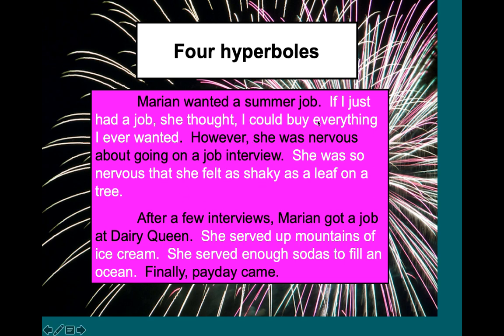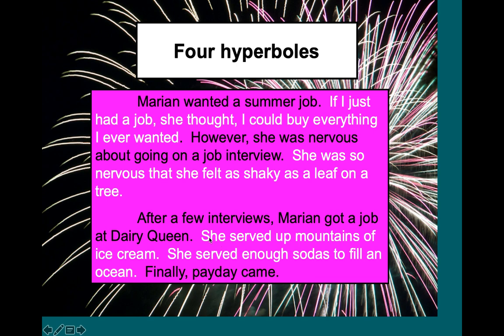Second one, she was so nervous that she felt as shaky as a leaf on a tree. This was our second hyperbole, exaggerating how nervous she felt. The writer wanted to get across that she was super nervous, that she was like a leaf on a tree shaking. That's pretty nervous. That gives me a mental picture in my head of how nervous this girl was if she's shaking like a leaf.